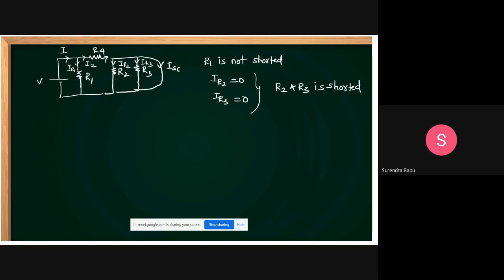Because here the current is divided. That's why there is a current, because after this one, suddenly there is no short circuit. There is a resistance connected. That's the reason why R1 is not shorted, but R2 and R3 are shorted. After this one, suddenly short circuit is there. That's why total current is passing here. Yes, friends, R2 and R3 are shorted.